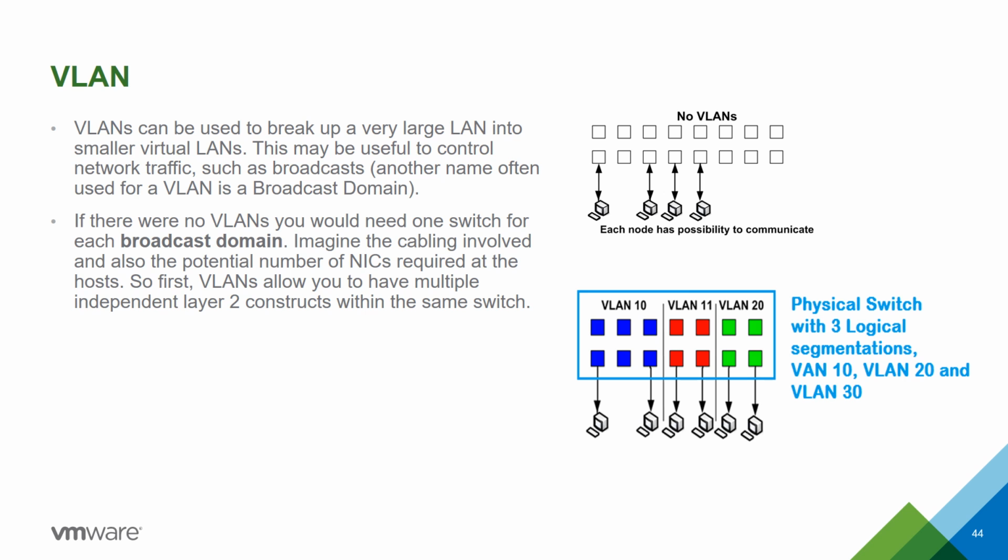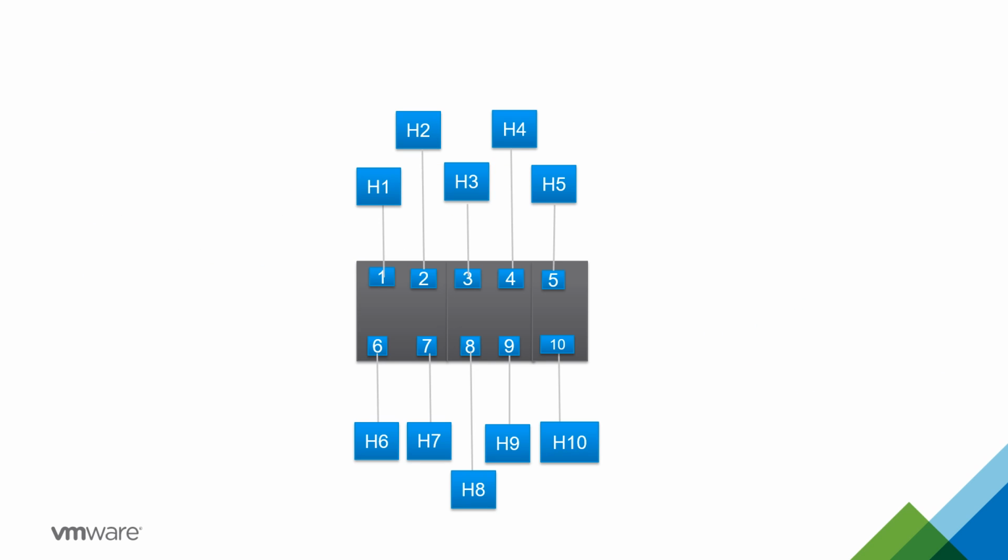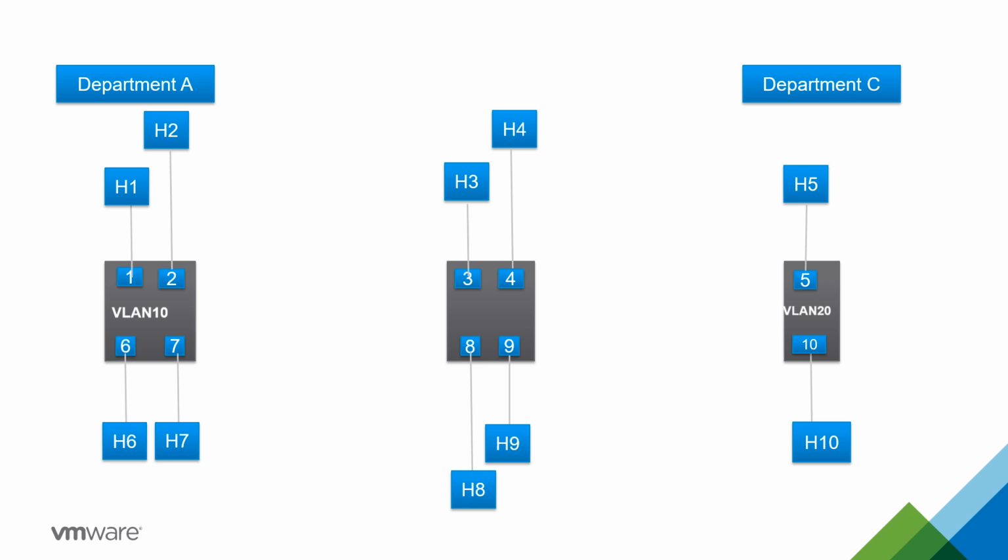So again, imagine the cabling involved and also the potential number of NICs required at the host level. So VLANs allow you to have multiple independent layers within the same switch. In the earlier example, we saw there's a network segmentation here. Now the question is, if a device, let's say H1 in this example, is trying to send some packet across the network. Remember, H1 is connected to the same physical switch as H3, which is on VLAN 30, or H5, which is on VLAN 20.